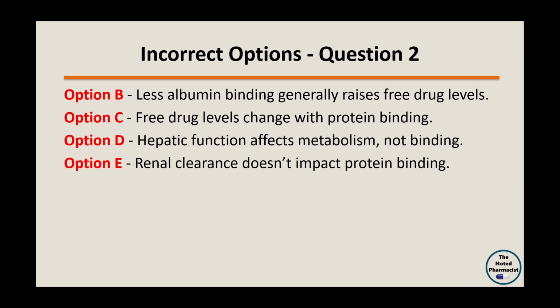Option B, which says it would decrease, is incorrect because less albumin binding generally results in higher free drug levels. Option C, which says it would remain unchanged, overlooks the significant role of protein binding in drug distribution. Option D, which says it would depend on hepatic function, is irrelevant since the change is due to protein levels, not liver metabolism. Option E, which says it would be influenced by renal clearance, is unrelated to protein binding effects. This question highlights the impact of protein binding on drug distribution and emphasizes the significance of patient-specific factors like hypoalbuminemia.